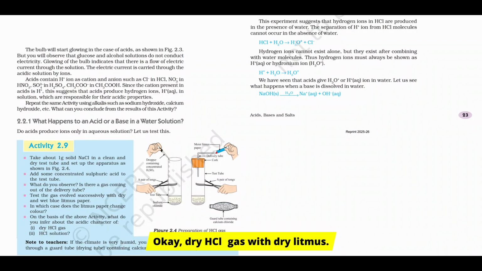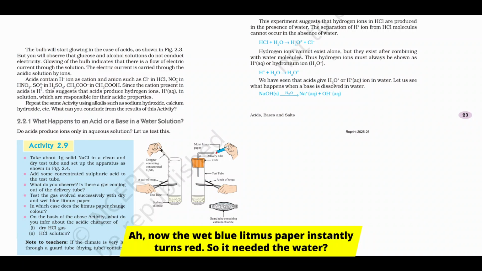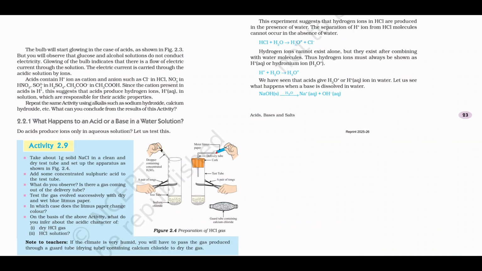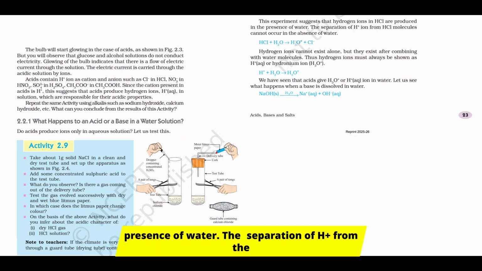Okay, dry HCl gas with dry litmus. I guess nothing happens. Correct. The dry HCl gas does not change the color of the dry litmus paper. It's not acting like an acid yet. But with the wet litmus paper? Now the wet blue litmus paper instantly turns red. So it needed the water. Exactly. This experiment clearly shows that the acidic properties of HCl, producing H+ ions, are only exhibited in the presence of water. The separation of H+ from the HCl molecule, the ionization, requires water as the medium.